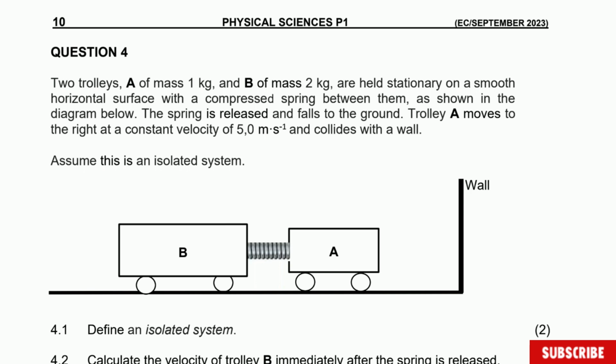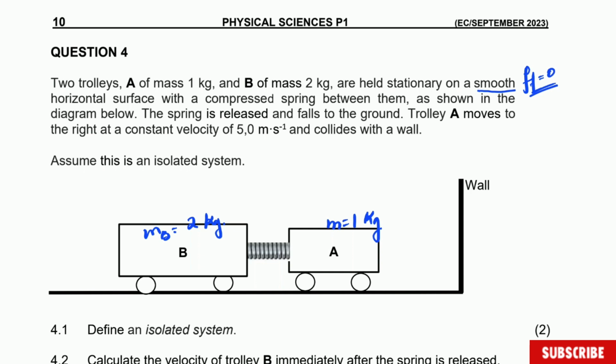So let's write out 4 important things there. First, block A is 1 kilogram, so this block has a mass equal to 1 kilogram. And block B has a mass of 2 kilograms. This is mass B equal to 2 kilograms. And the other important thing is smooth. So, for a smooth surface, the frictional force is equal to 0.